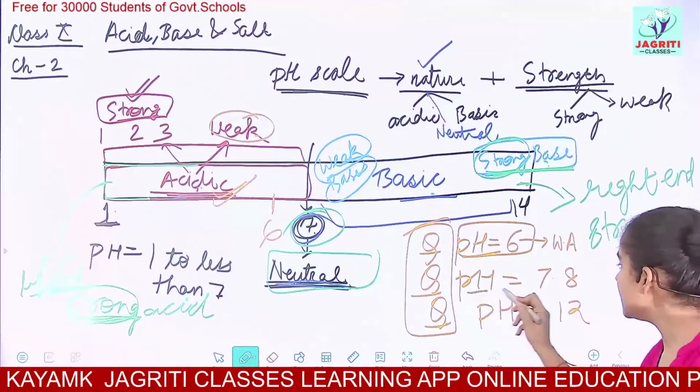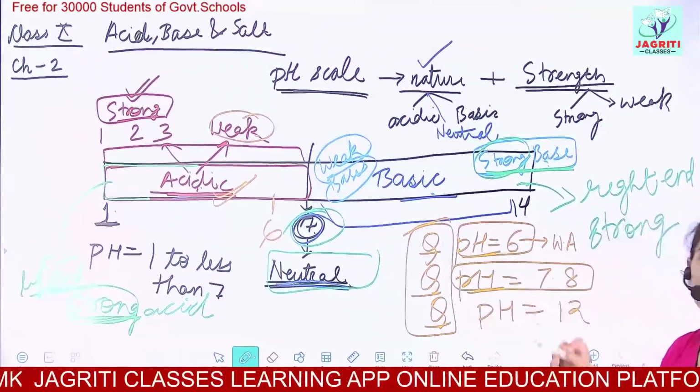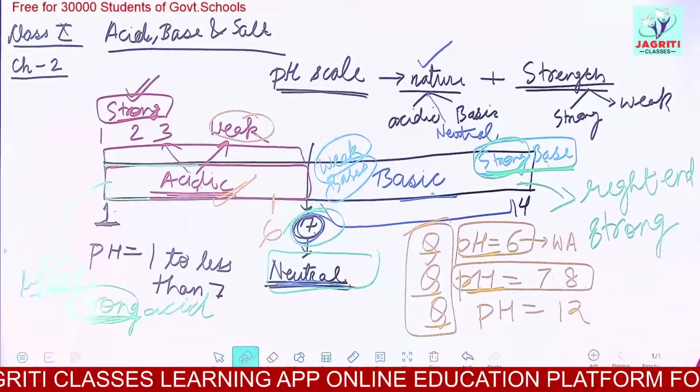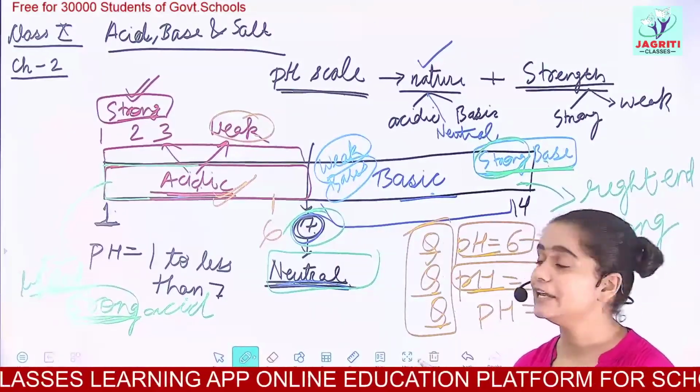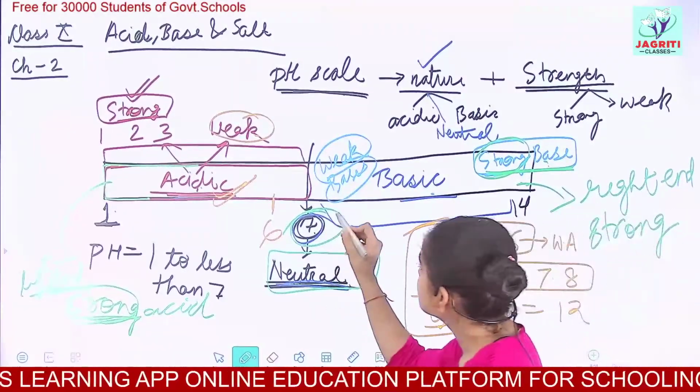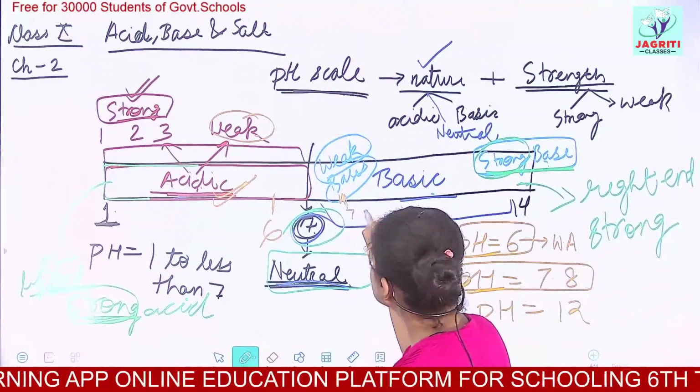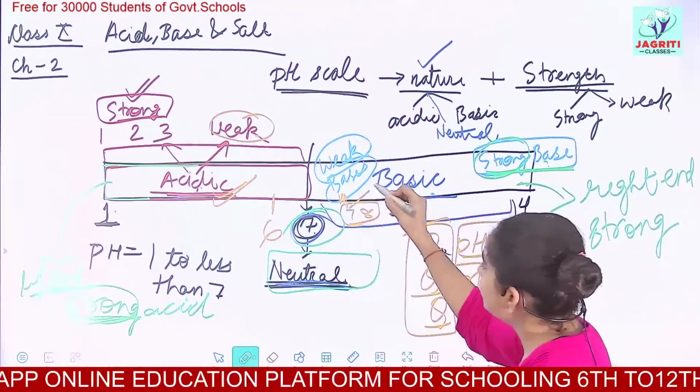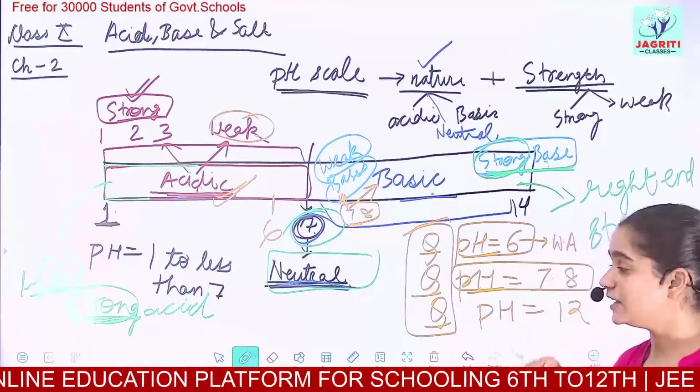What about pH 7.8? What is the nature? 7.8 means a solution coming in this range. So 7.8 symbolizes its basic nature.